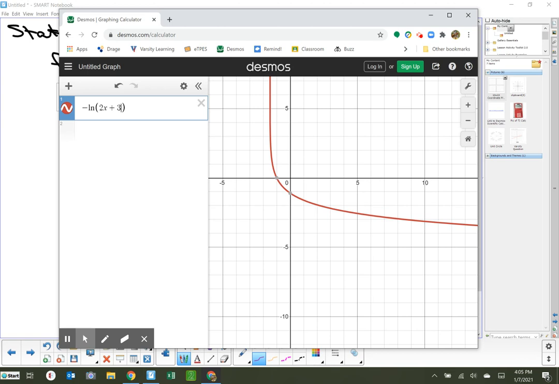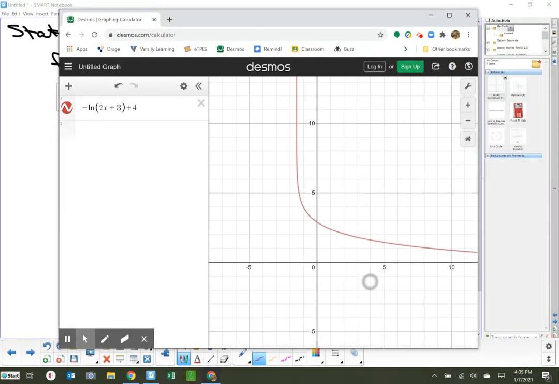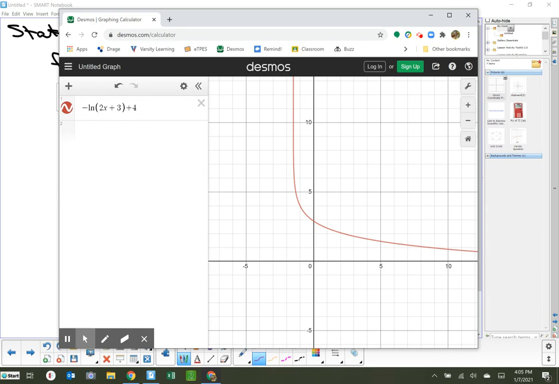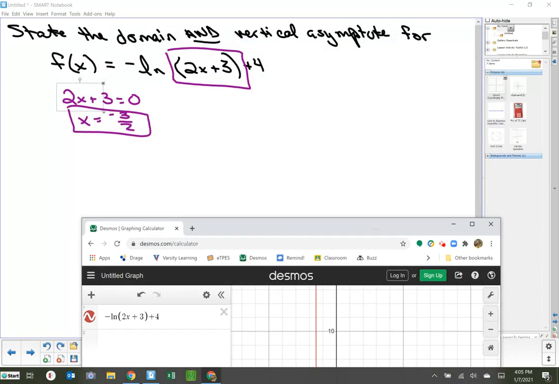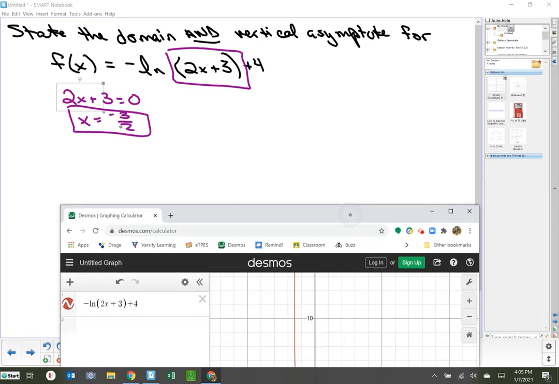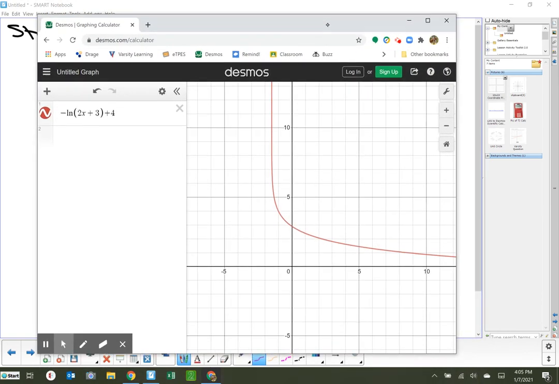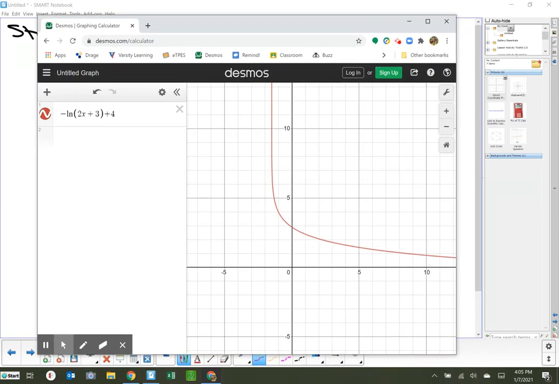And then there was a plus 4 on the outside, but that's just going to be a vertical shift. Okay, so there's that graph. We found, take a look, I'll scroll it back down, vertical asymptotes at negative 1 1/2, negative 3 over 2. So this time we're going from the asymptote to the right towards positive infinity. Okay, so that's going to be our domain.